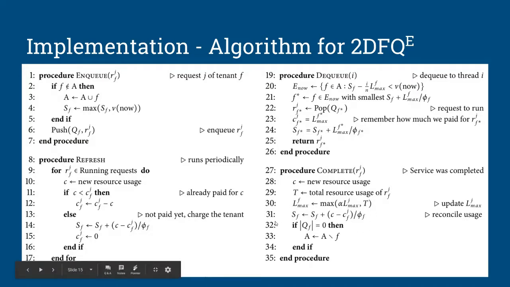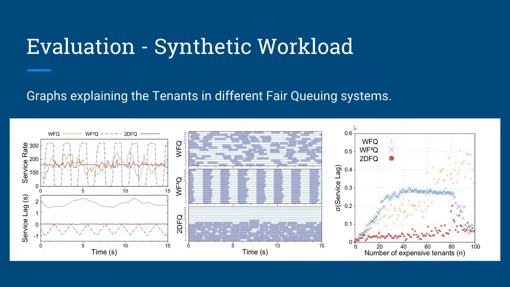So which is here, reconcile is being used. And we update the per tenant LF max estimate on line number 30 here. So we update the per tenant LF max here, and we use it for the eligibility and finish time calculation in line number 20 and line number 24. So here in line number 20 and 24, we use the LF max. And moving on to the next slide.